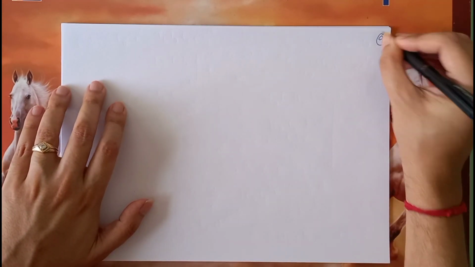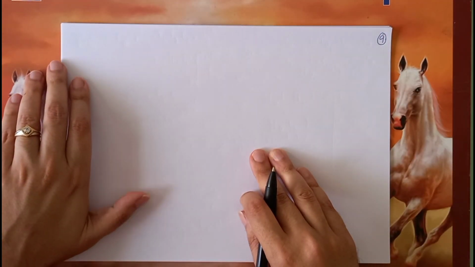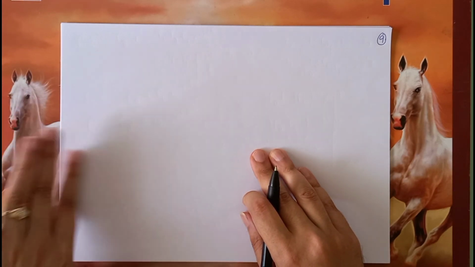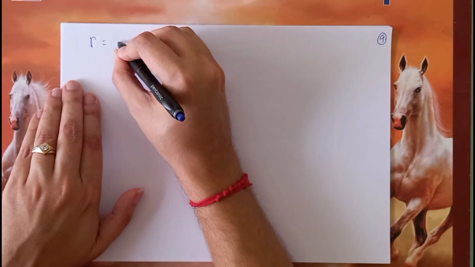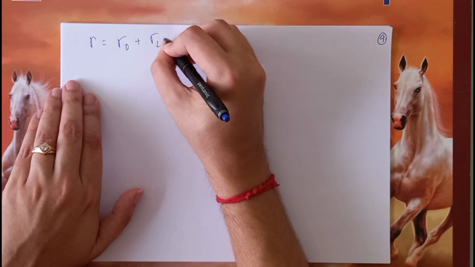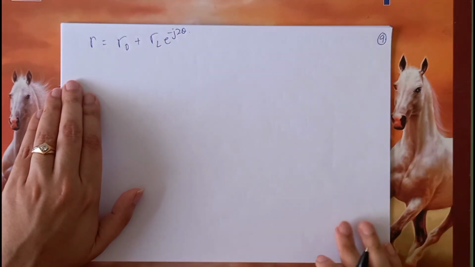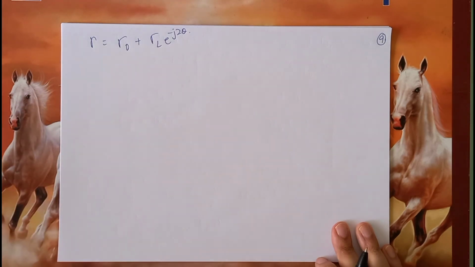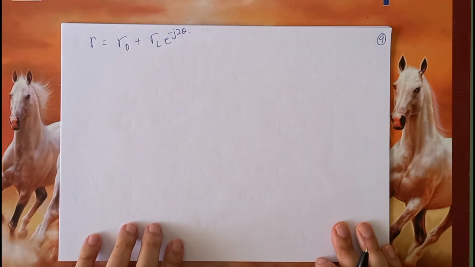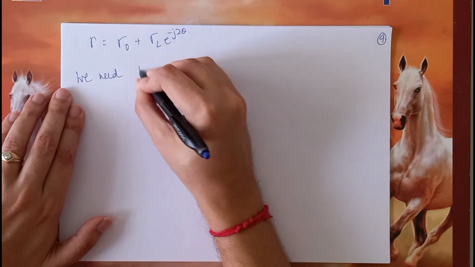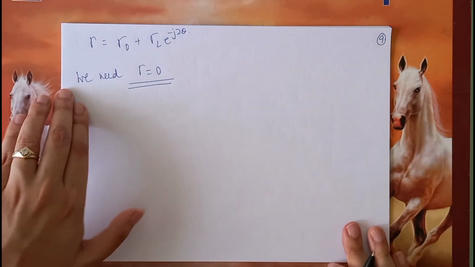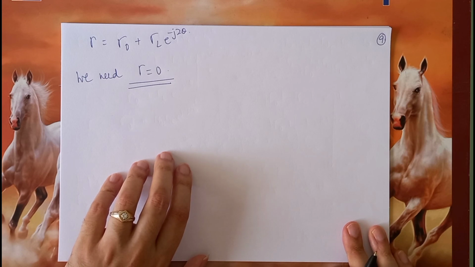Suppose we are able to ensure that the reflections are indeed small. That is, mod of gamma 0 and mod of gamma L are indeed much less than 1. What we have is gamma equal to gamma 0 plus gamma L times e raised to minus j 2 theta. Let us not forget what our aim is. Our aim is to make gamma 0, because we want to match the line impedance and the load impedance.